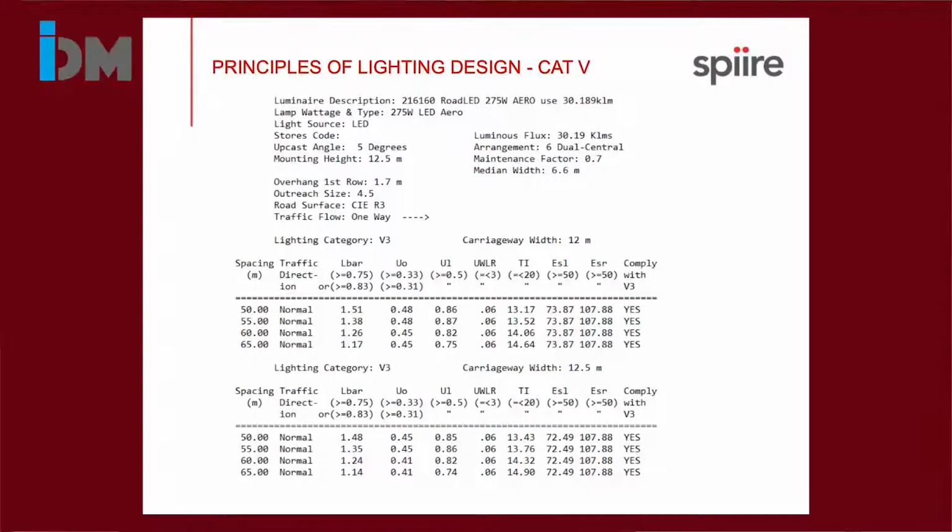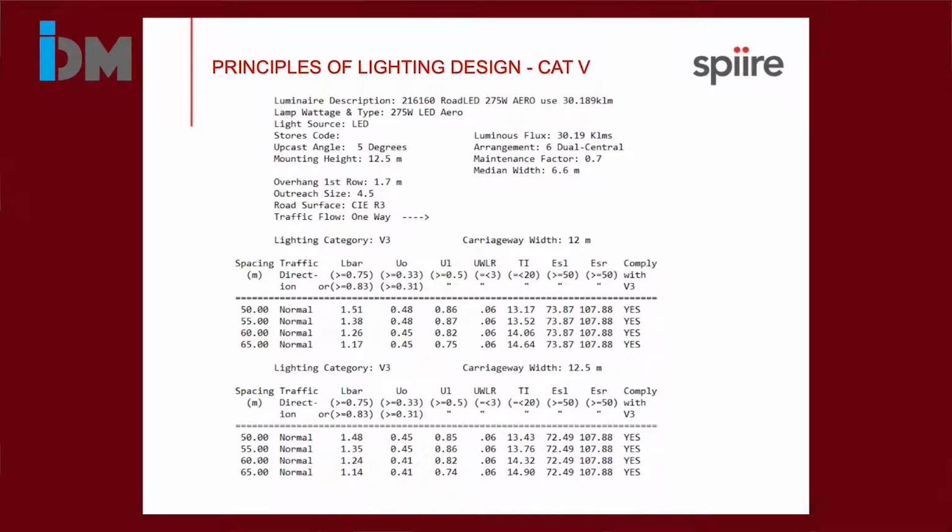You've got LED light source, 5-degree upcast angle, 12.5 metre mount height, luminous flux output is 30.19 kilolumens. The arrangement of the lanterns is dual central, so you get a dual carriageway, a central median, and a median width of 6.6. Lighting category is V3, and then you can set it to various road widths, various spacings, but also various carriageway widths.